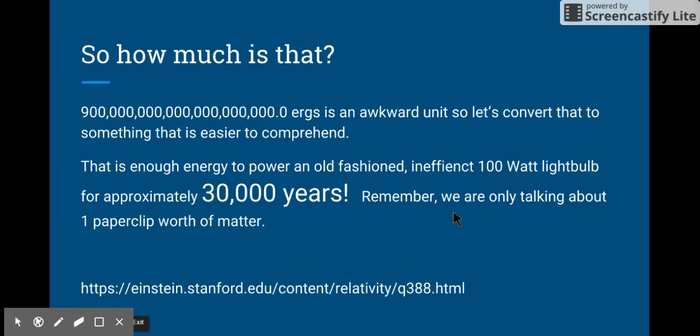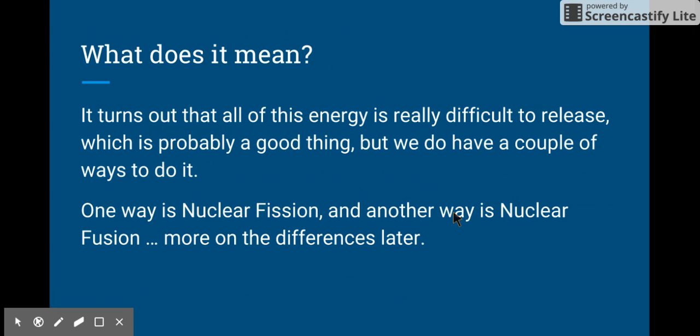An erg of energy is a fairly awkward unit that we don't use very much, so let's convert that into something a little more practical to understand. Take one of the old-fashioned, inefficient 100-watt light bulbs, not the fluorescent type, not the LEDs, but the types that we used to use and are trying to replace because they use too much energy. That's a pretty typical size. We could power that light bulb for approximately 30,000 years with that one paperclip worth of matter. In other words, we're talking about a lot of energy.